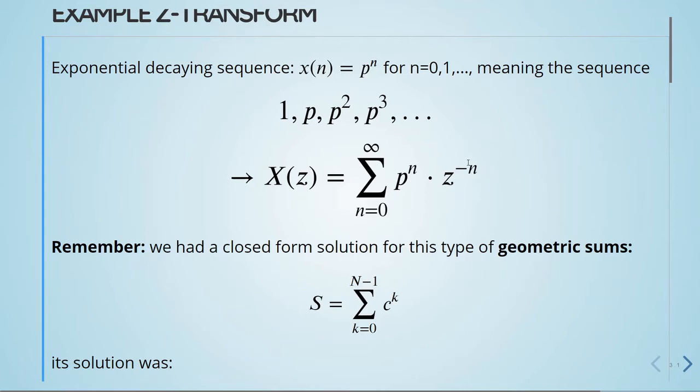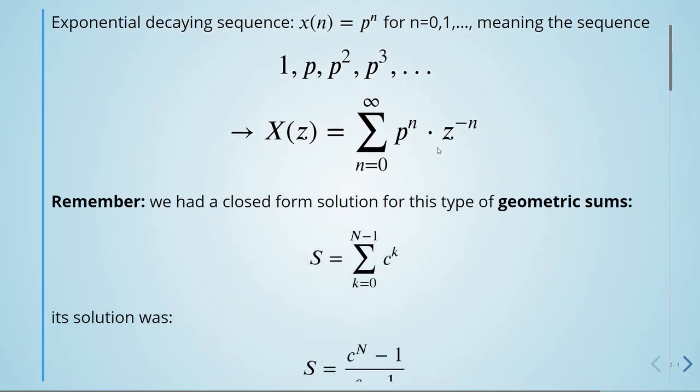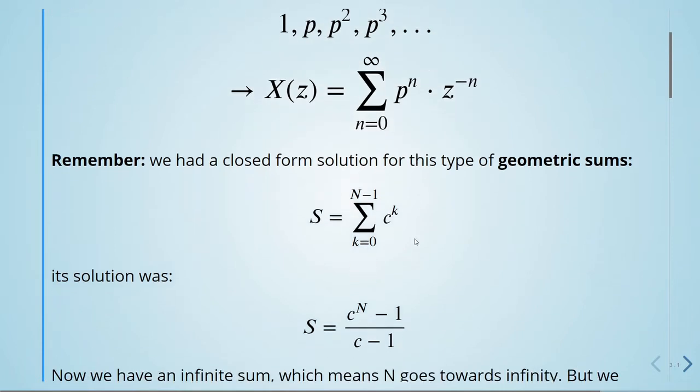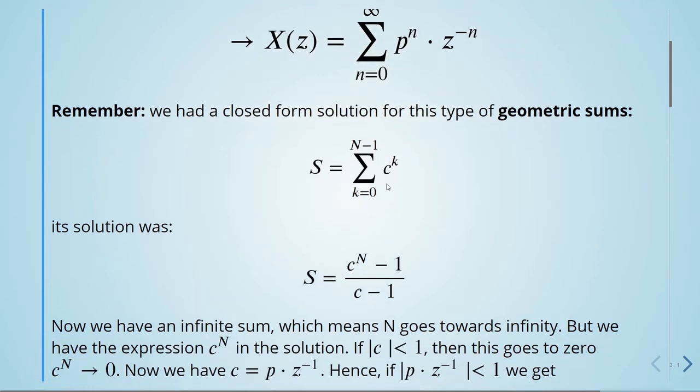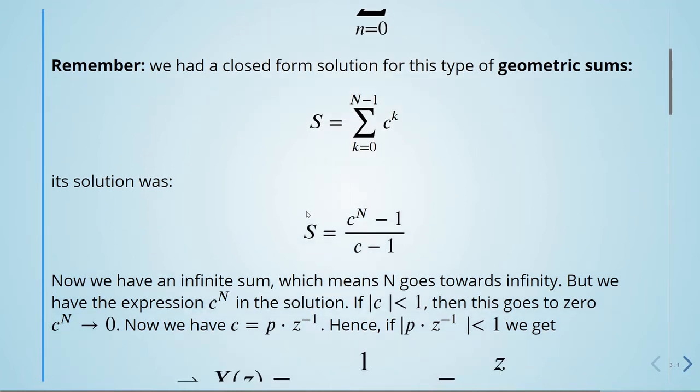And if you remember, we had a closed form solution for this type of geometric sum. So this here is the same as p times z to the power of minus 1, and all of this to the power of n. So this is the same type of geometric sum if we make c equal to p times z to the power of minus 1. And the solution for this type of geometric sum was given by this equation here.